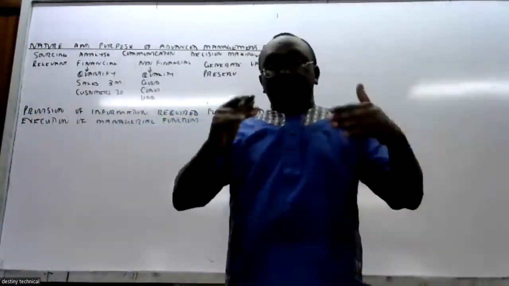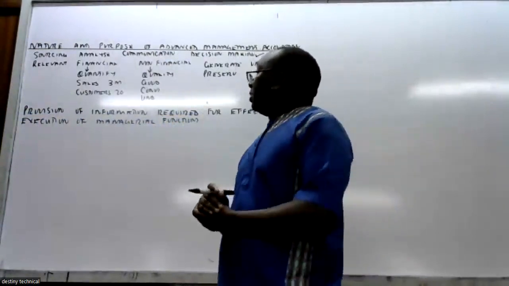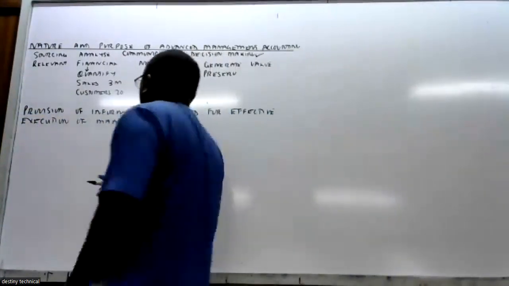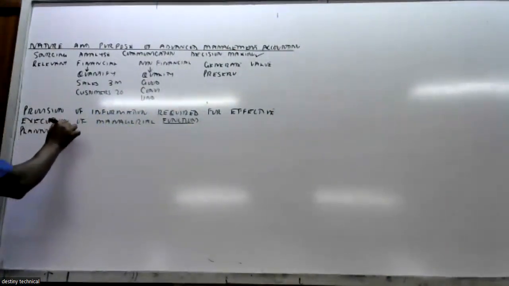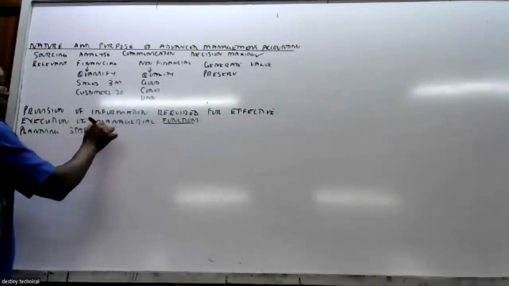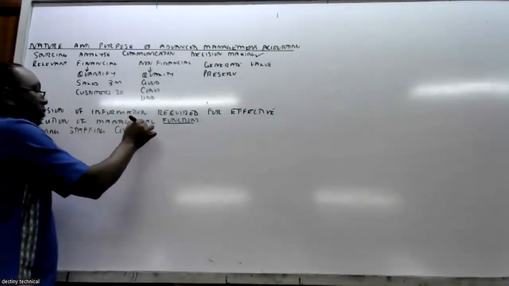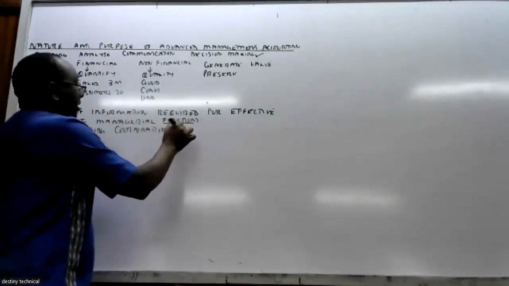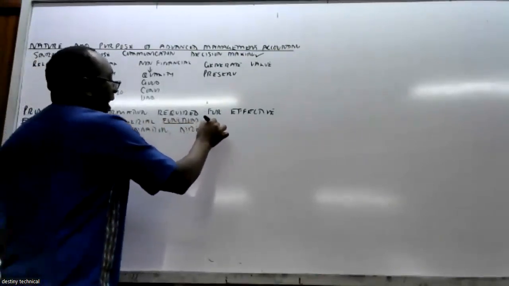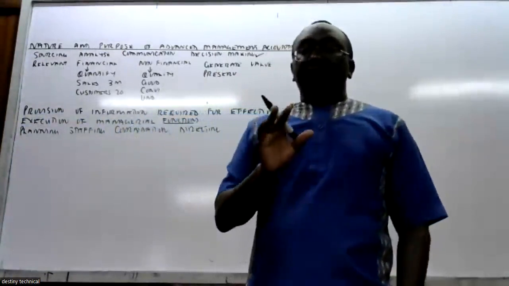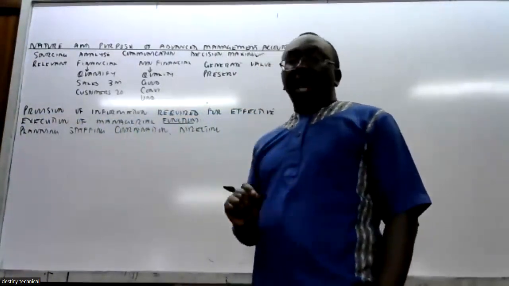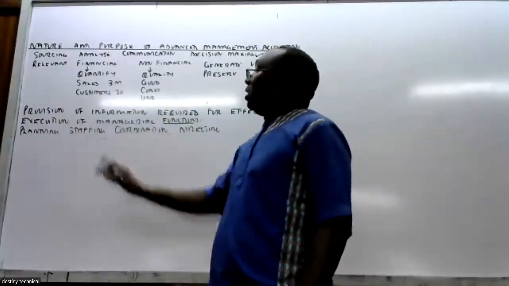It is the provision of information. Now, before that, when we talk about these managerial functions, from your other studies, you know managerial functions include things such as planning, staffing, coordination, directing, budgeting, and so on. So these are functions that are done by managers. For managers to effectively execute them, they require information, and that information must be provided.